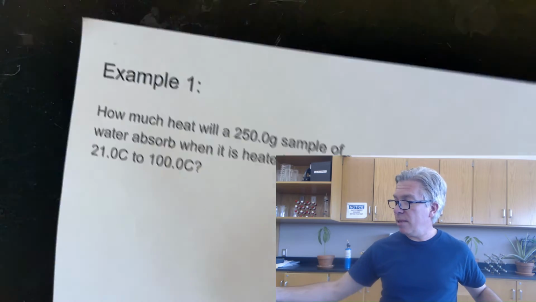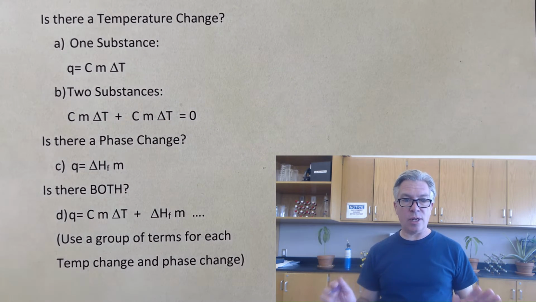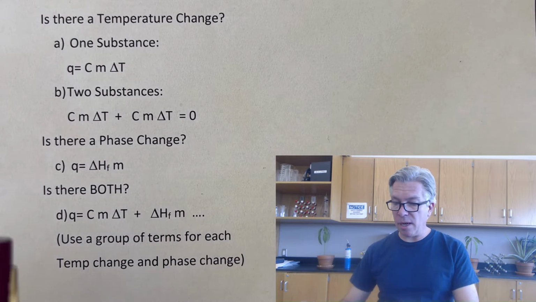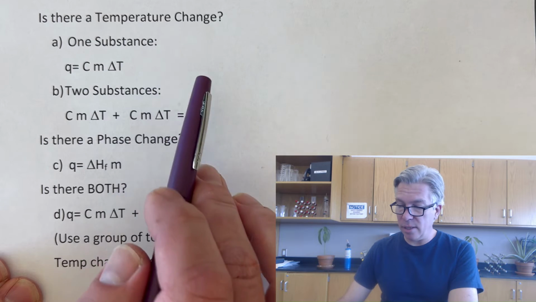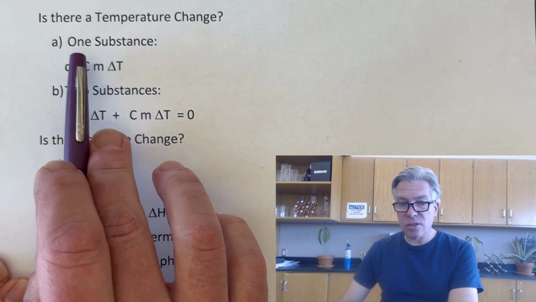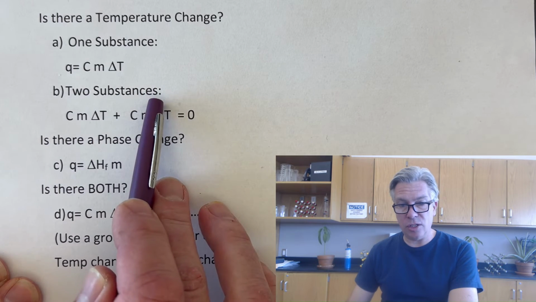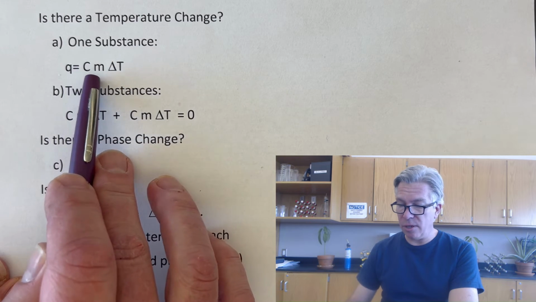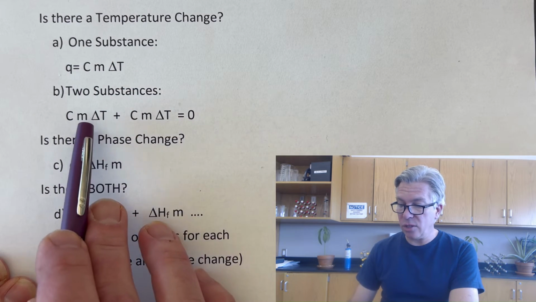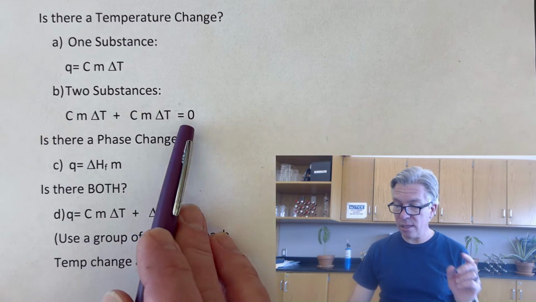And maybe this will help. I always teach my students to try to come up with a strategy. And I teach them a series of questions to ask. When you're looking at a problem, ask yourself, is there a temperature change? And in this case, there was. But if there is, ask yourself again, is it just one substance changing temperature or two substances changing temperature? If it's just one, we have one Cm delta T. But if it's two, and we'll get to those, you actually have to have a Cm delta T term for both substances. And we're going to set that equal to 0.